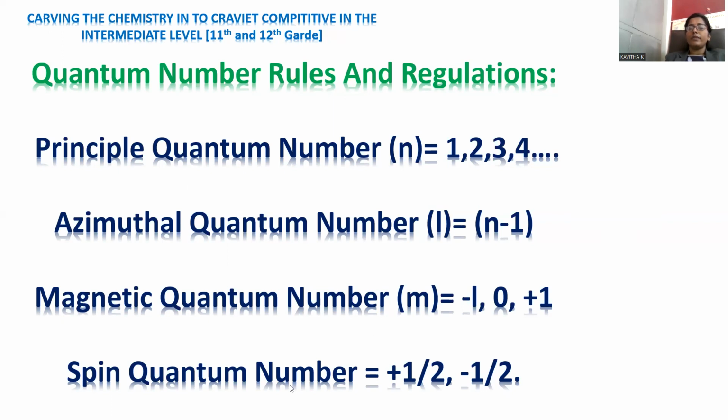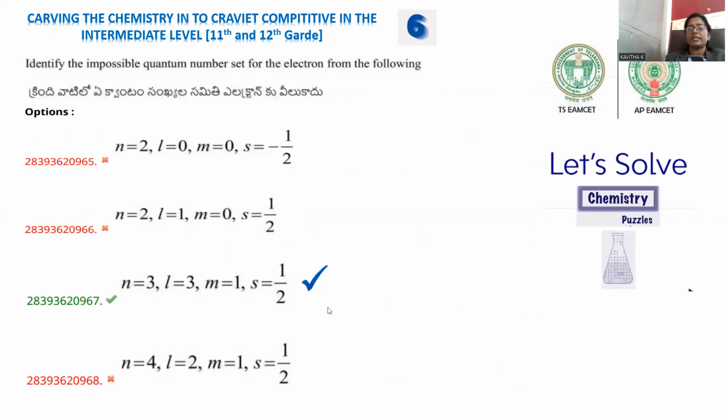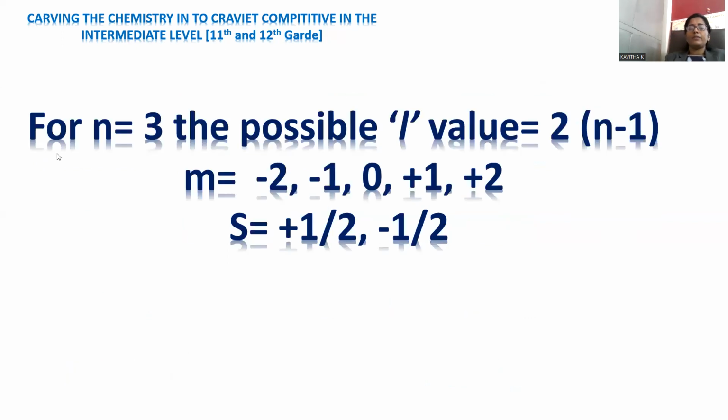Of all these quantum numbers, we have to identify which is not correct. For that purpose, let me take n equal to 3. If n is equal to 3, l value must be 2 only, because l value is always n minus 1. That's why we substitute 3 minus 1, so the value becomes 2. For this l value, the magnetic quantum number values minus 2, minus 1, 0, plus 1, plus 2 should be there. And the spin quantum number will be plus half and minus half. This is the right representation.